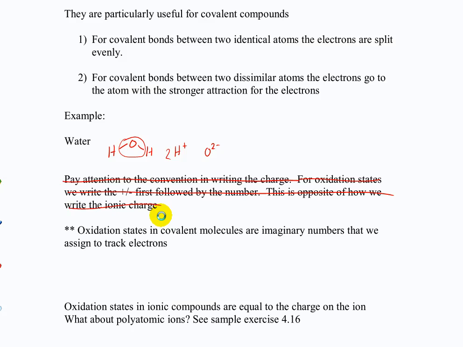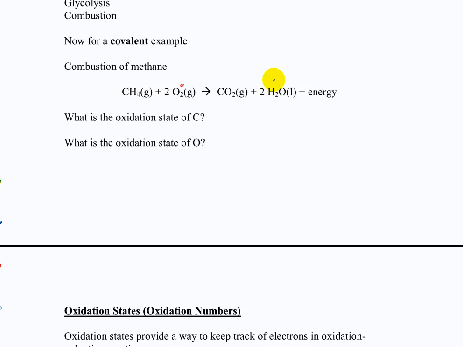But how that's important is, let's go back up to this reaction. If we now know, and we'll talk about the rules specifically for this, that hydrogen is 1 plus and oxygen is 2 minus, we can identify this as an oxidation reduction reaction because we see that oxygen goes from an oxidation state of 0 to an oxidation state of 2 minus, which means it's gained electrons.